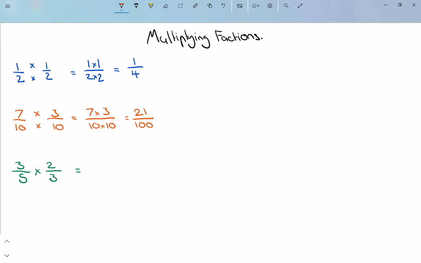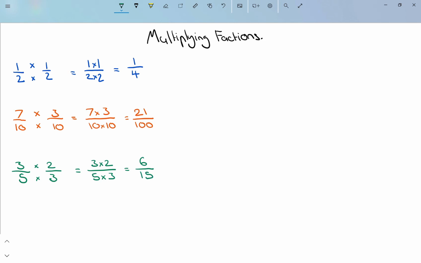Now moving on to our last set of fractions. So again we're going to delete that multiplication in the middle, write it up the top and write it down the bottom. Once you've done that, we have 3 times 2 up the top over 5 times 3. Now all we do is go through and do those calculations. So 3 times 2 is 6 over 5 times 3 is 15.